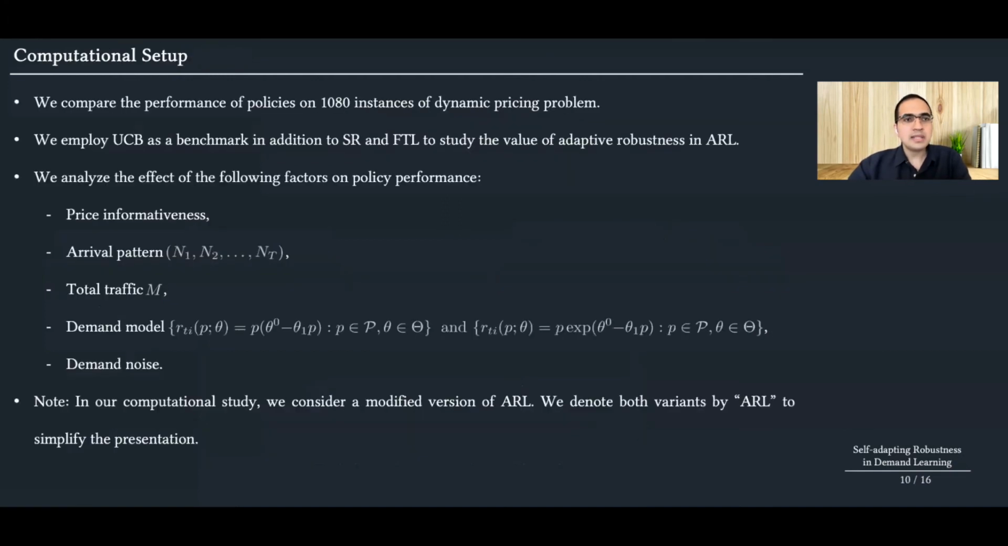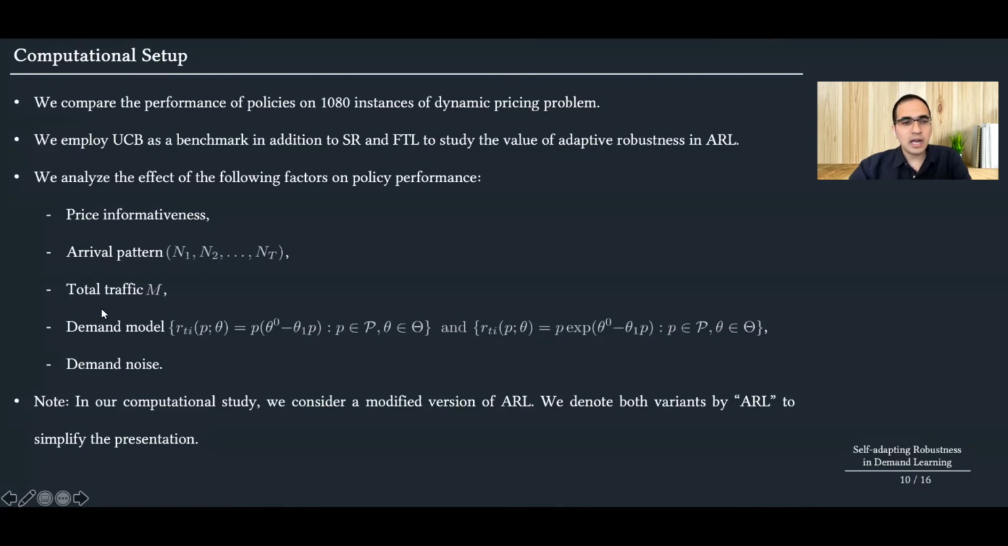Now, let me describe the computational setup we considered and then compare these policies. We compare the performance of the policies on 1080 instances. We use SR, FTL, and ARL policies, as well as UCB as a benchmark. We analyze the effect of the following factors on the policy performance: price informativeness, which I will describe soon in the next few slides, and then the arrival pattern of customers.